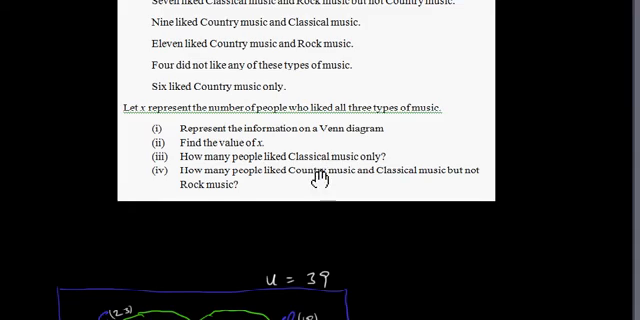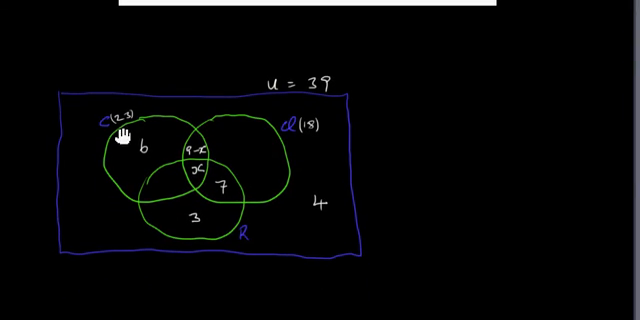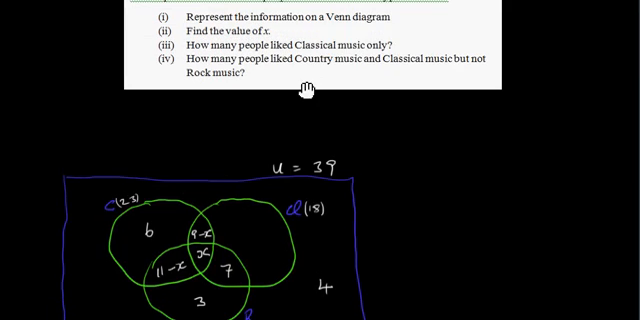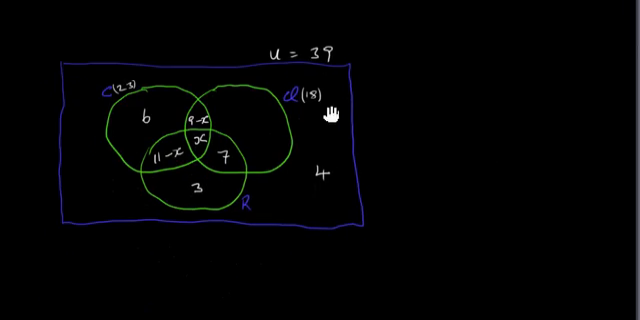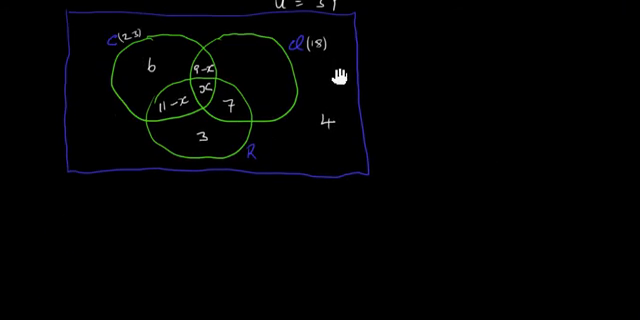11 liked country music and rock music, that's here. So that must mean that this bit here must be these 11 minus the X bit here. Okay, I think that's probably as much as we can fill out. 4 did not like any, we have that. 6 like country music only, we have that, and we put in the X as well.